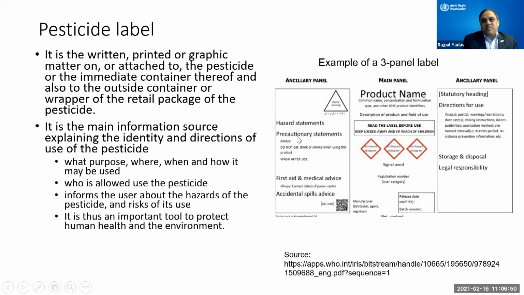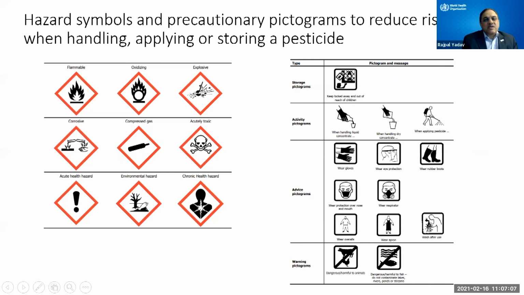These pesticide labels can be 3 panel, 2 panel, or 1 panel, depending upon different companies. So this is a 3 panel label, and each panel has some information relating to the product that is packaged inside the bottle or the package. And then this also contains hazard symbols on the bottle or in the leaflet, which will tell the user what the hazards related to that product are.